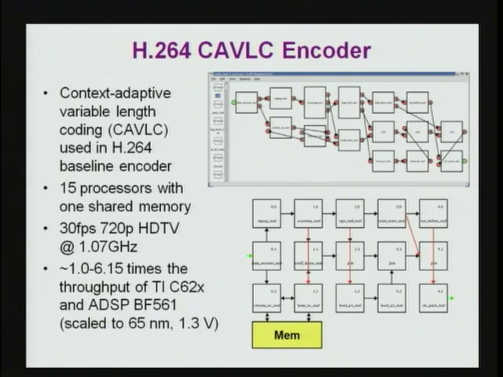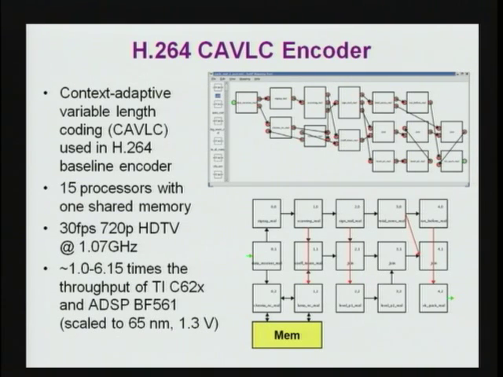The H.264 CAVLC encoder is one of our first applications we have done with this new parallel processing paradigm. CAVLC stands for Context Adaptive Variable Length Coding, which is used in the H.264 baseline encoder. Our implementation consists of 15 processors and one shared memory.